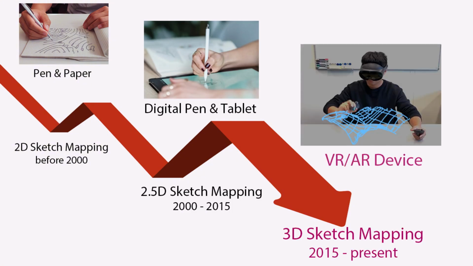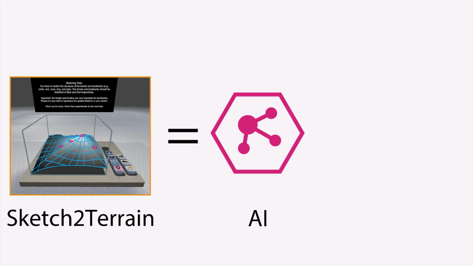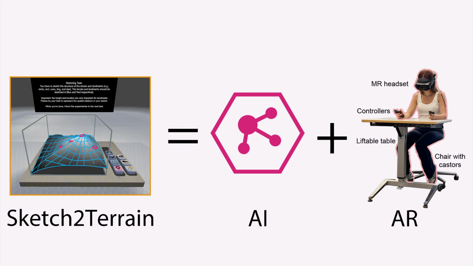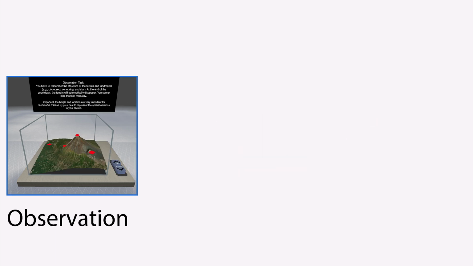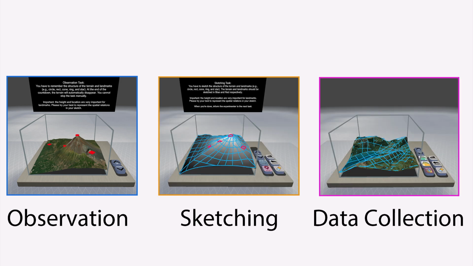With immersive technology, we can create 3D sketch maps directly in 3D immersive environments. This paper focuses on 3D sketch mapping of natural terrains and presents Sketch2Terrain, a generative AI-driven real-time 3D sketch mapping augmented reality interface. Sketch2Terrain empowers non-experts to create unambiguous sketch maps of terrains and provides a homogeneous interface for researchers to collect data and conduct experiments.